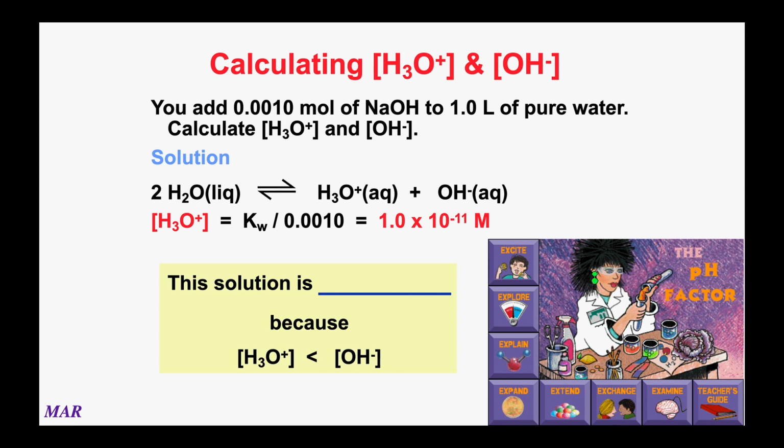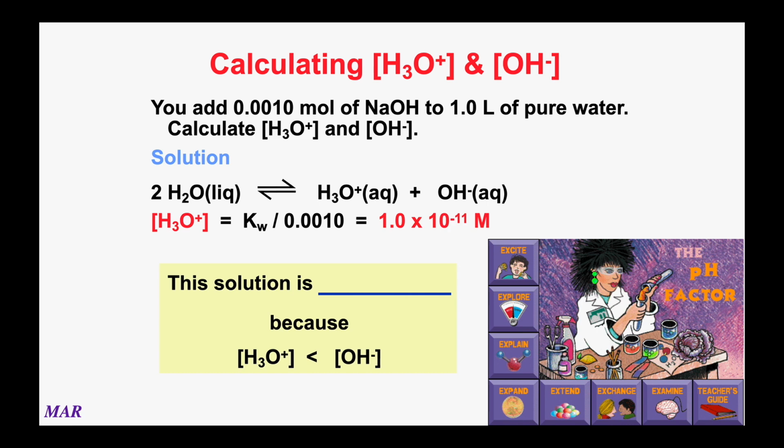And anytime you have more hydroxide than hydronium, we would consider this number to be basic. If the hydronium value was larger than hydroxide, that's when we would consider it to be acidic. But in this case, more base than acid, this is going to be basic. Now, using 10 to the minus whatever numbers is kind of unwieldy sometimes.